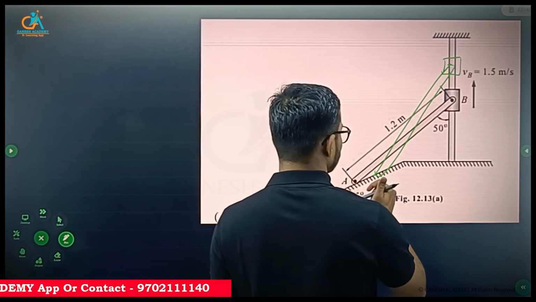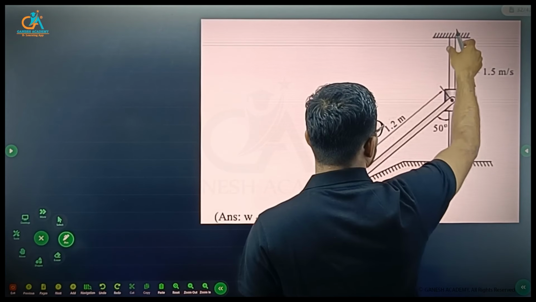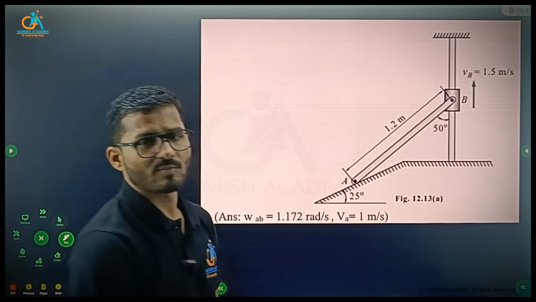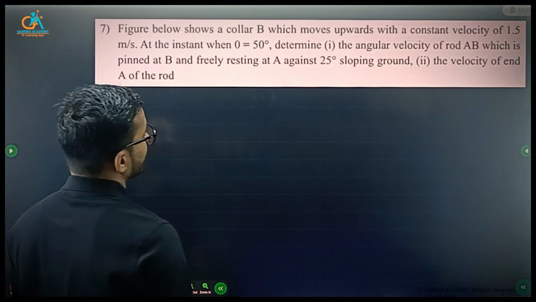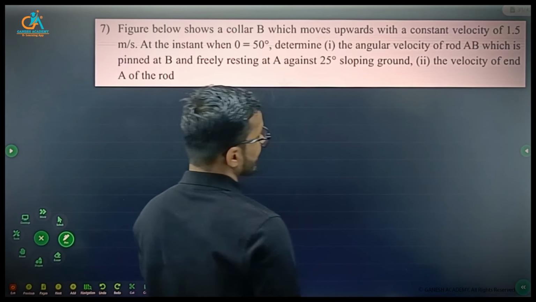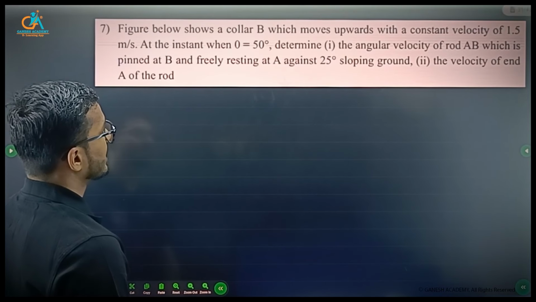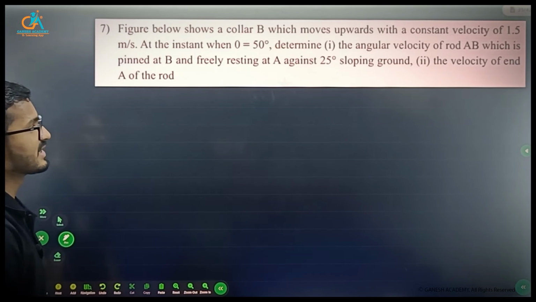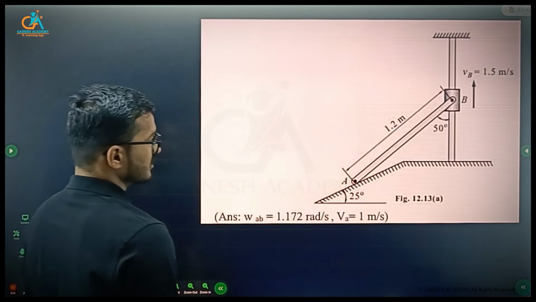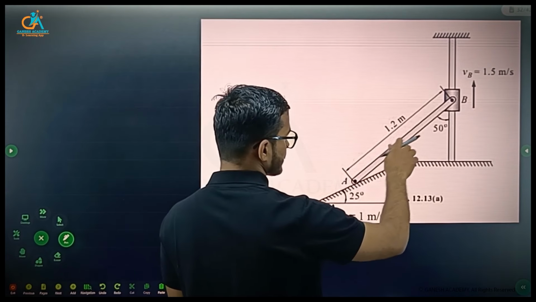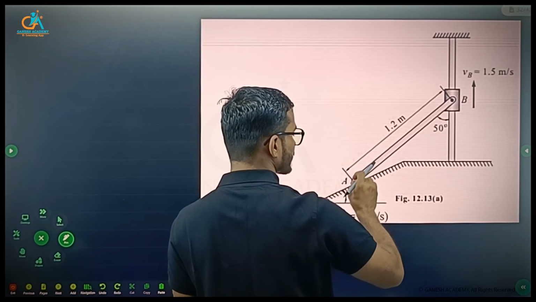So that means it performs general plane motion as collar B slides in the upward direction. They are asking us to find the angular velocity of rod AB, omega AB, which is pinned at B and freely resting at A on a 25 degree sloping ground, and the velocity of end A of the rod. As this collar B moves, the AB rod is performing general plane motion.